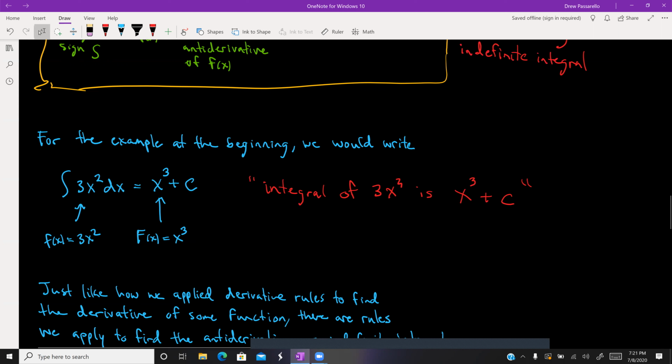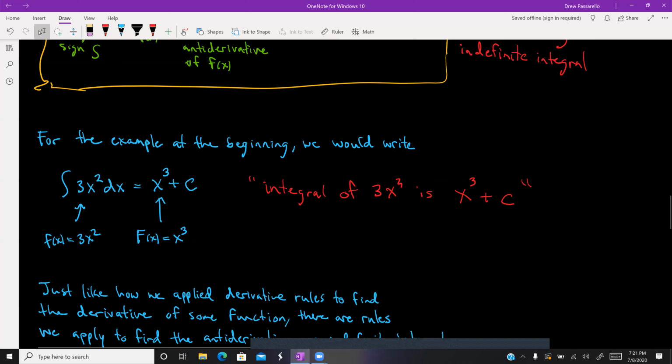So the notation: we have the elongated s, that's our operator to say we're going to integrate, and then we have the function that we're integrating, 3x squared, and then the dx tells us we're integrating with respect to the variable x. And then we get the result x cubed plus c. That x cubed plus c is the family of functions. The x cubed itself is the antiderivative.